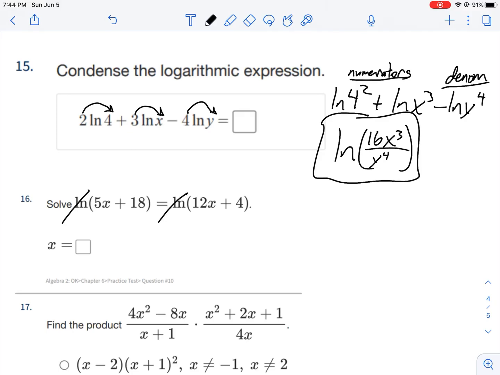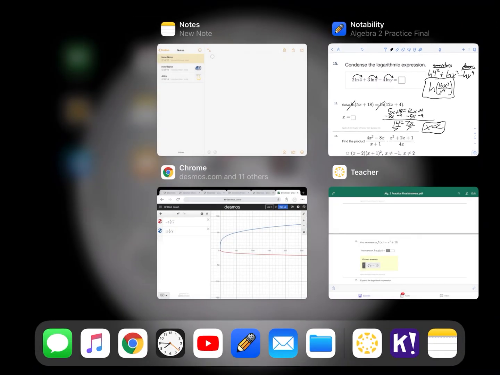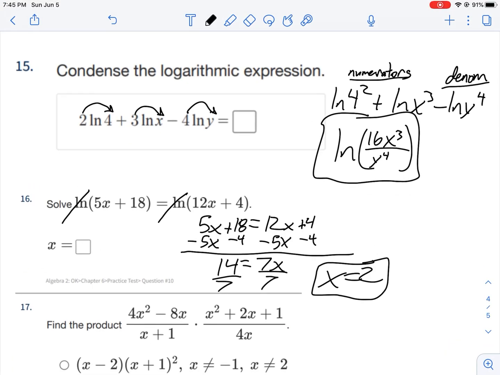Okay, solving. As long as the logs are the same type and it's just a log is equal to a log, we ignore the logs and look at what's inside. 5x plus 18 equals 12x plus 4. Moving all the x's to the right-hand side, so we're going to subtract 5x. We're going to move the 4 to the left-hand side. 14 equals 7x. Divide both sides by 7. X equals 2. I hope that's right. Good to go.